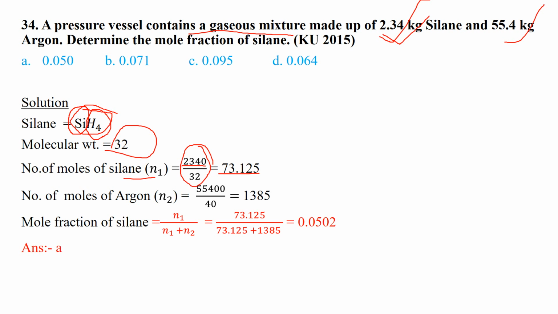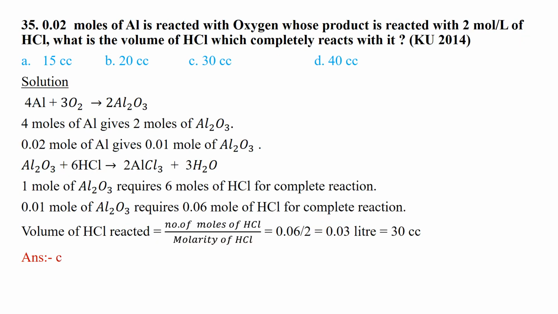And for argon, 55400 divided by 40 gives 1385. Then the formula of mole fraction of silane is equal to number of moles of silane divided by number of moles of silane plus number of moles of argon. So the answer will be 0.0502. Answer is A. Very simple question. Next question.